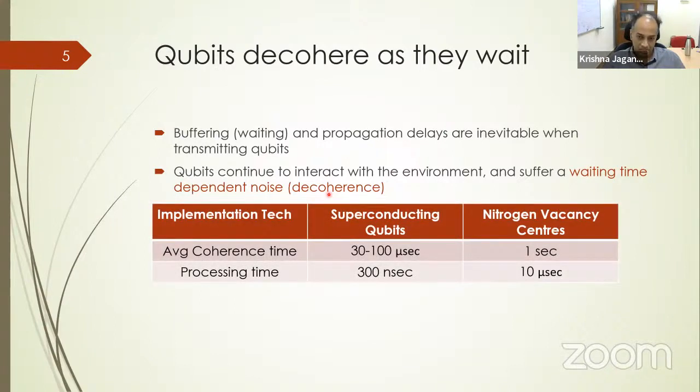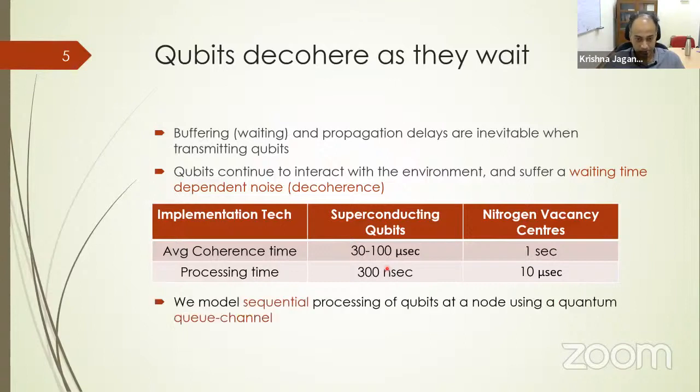For some specific numbers, if you have superconducting qubits, their average coherence time is about 30 to 100 microseconds. This is roughly the amount of time a superconducting Josephson junction state is alive, whereas the time to make gate operations on such a qubit is about 300 nanoseconds. So there's roughly a factor of 300 between these two, and similarly for other technologies. The bottom line is that the amount of time these quantum states are alive is only about 2 orders of magnitude more than the time it takes to process any one of these qubits. This is a phenomenon that we don't see in classical communication.